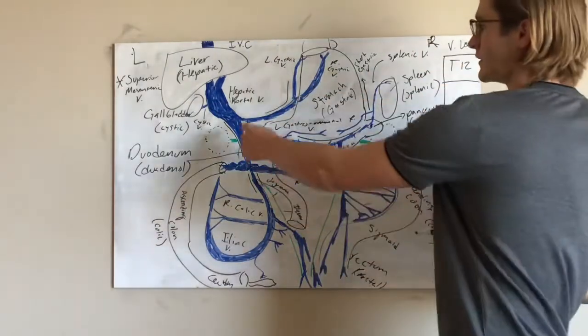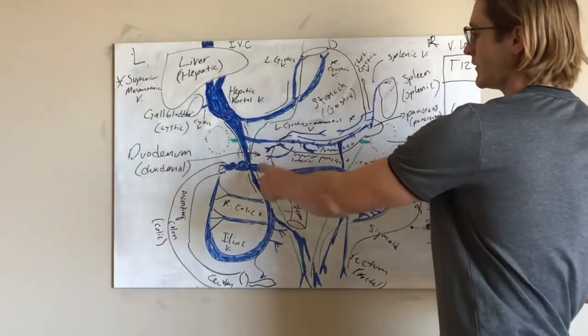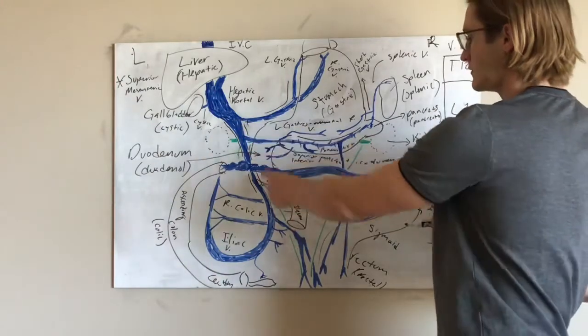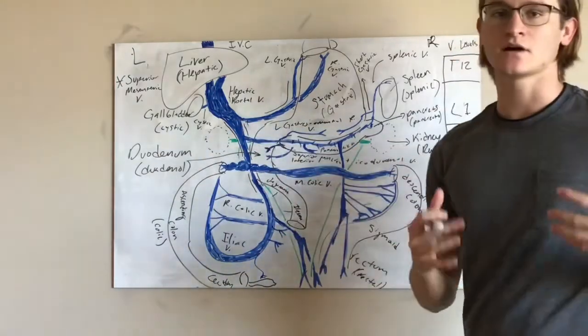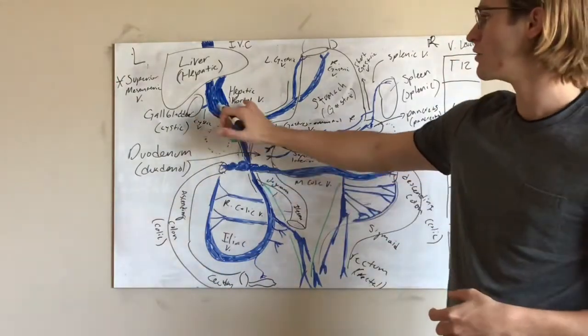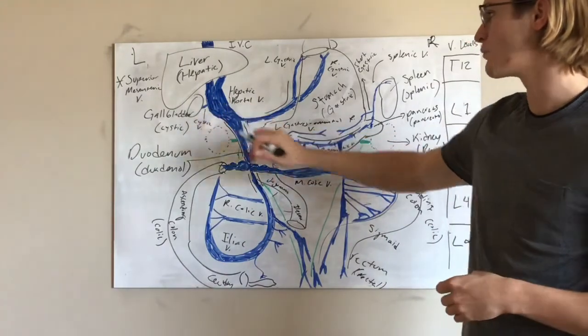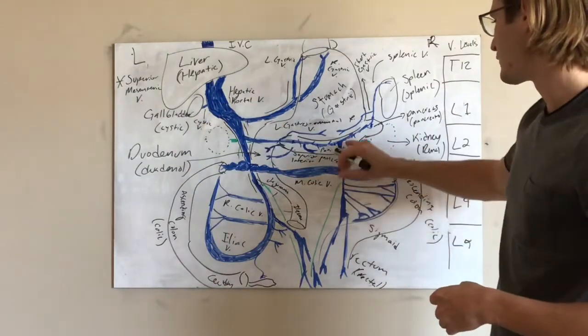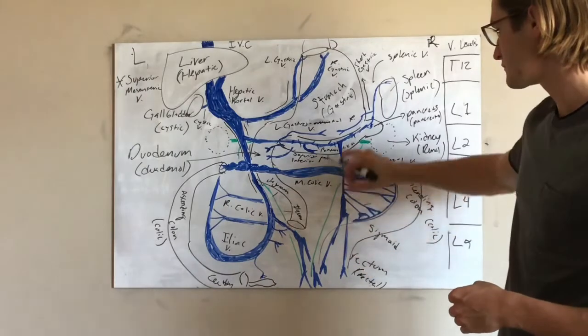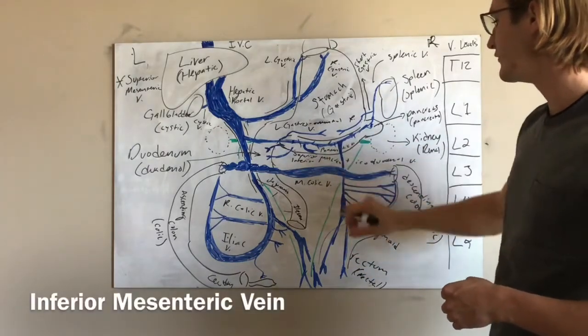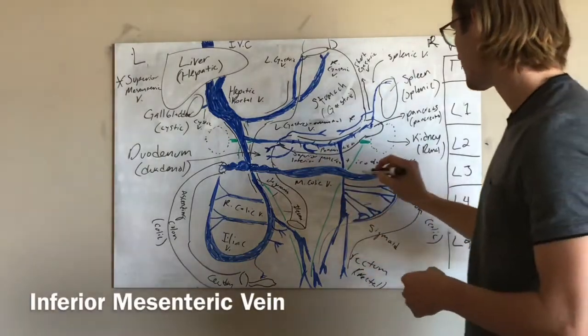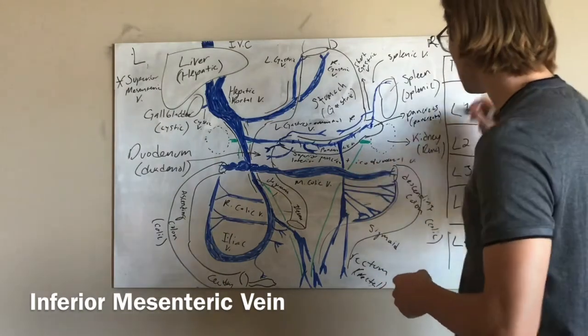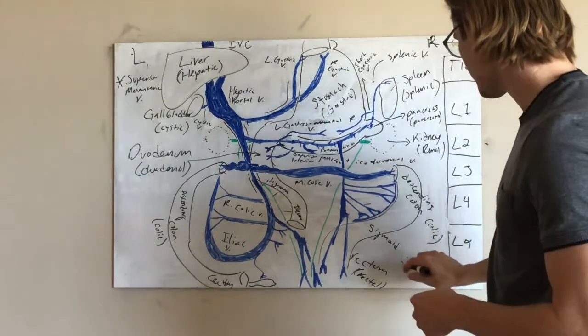So that was our superior mesenteric vein. Superior mesenteric vein has a lot of the branches, and it's all going back up towards the hepatic portal vein. So what is this vein down here? It's going to be the inferior mesenteric vein. So right here, I'm going to put another star somewhere, have room.